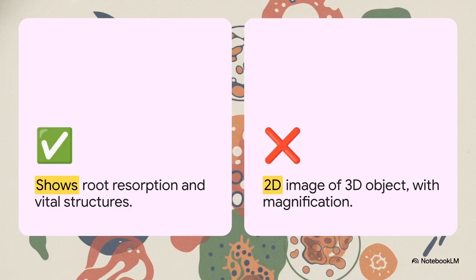But you have to remember the disadvantages. It's only a two-dimensional image of a three-dimensional object. You are going to get superimposition. And beware of panoramic views. They can have up to a 25% magnification error. You literally cannot use a 2D panoramic film to definitively measure an aggressive tumor's exact proximity to the carotid artery. You need a 3D scan for that.